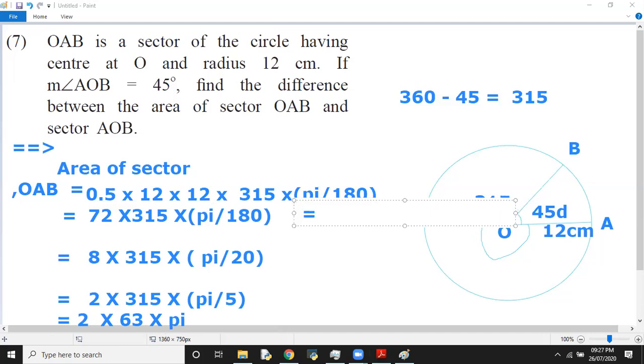2 into 63 means it is 126. And this is our pi. Okay, the unit is square centimeter. Okay, good. Okay, this is your answer. Okay, I want to erase.